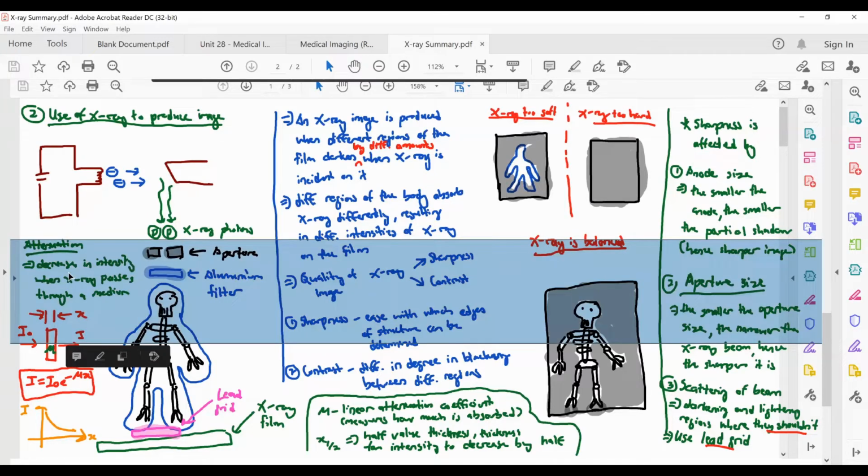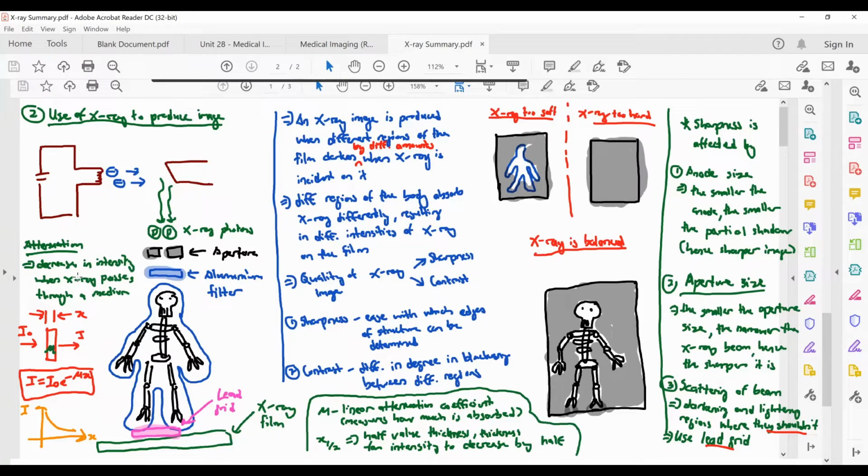Now, when your X-ray passes through a medium, it will lose its power, it will lose its intensity as the medium absorbs the X-ray. So attenuation can just be described as decrease in intensity when X-ray passes through a medium. Okay, so if say I have a layer of material here of thickness x and having a linear attenuation coefficient of mu, you can just think of linear attenuation coefficient as just simply some sort of constant that tells you how much X-ray will be absorbed. Okay, it's just a constant which we will give you in the question.